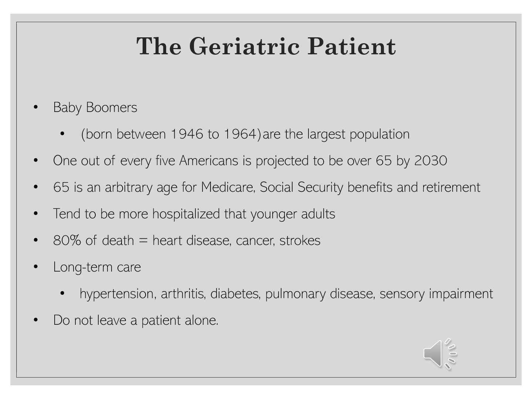However, elderly individuals age 65 and older are more likely to be hospitalized compared to young adults, and their hospital stays tend to be longer. Older adults often face chronic illness rather than acute conditions, with heart disease, cancer, and stroke accounting for 80% of deaths among those age 65 and older. Additionally, conditions like hypertension, arthritis, diabetes, pulmonary disease, and sensory impairments such as visual and hearing impairments are prevalent and require long-term management and care.